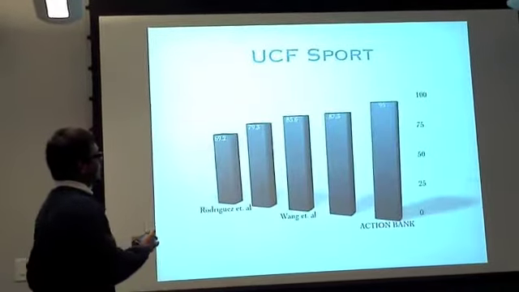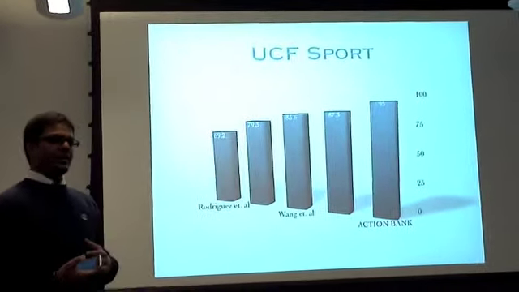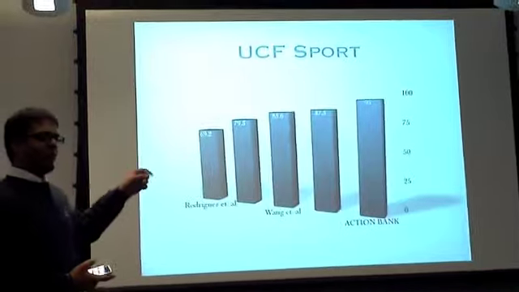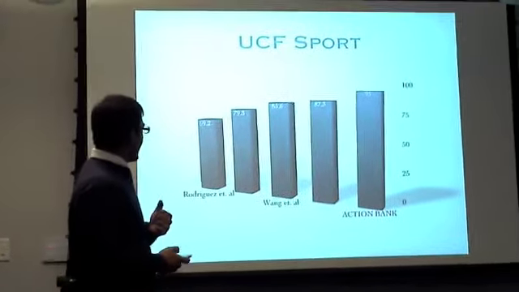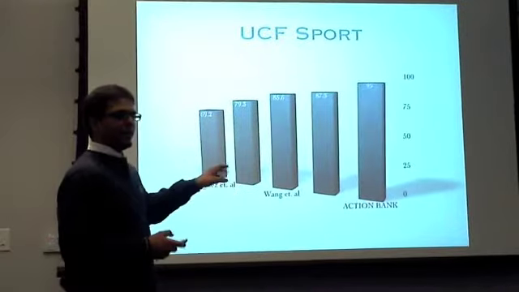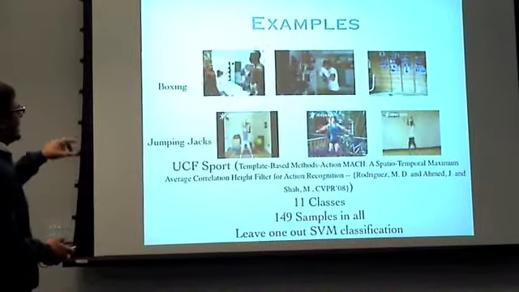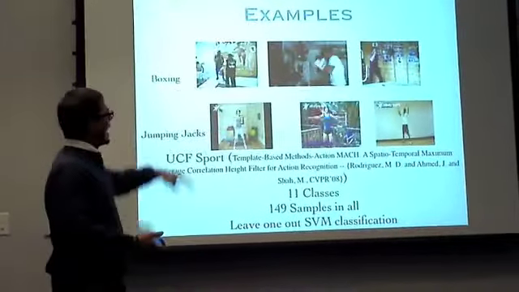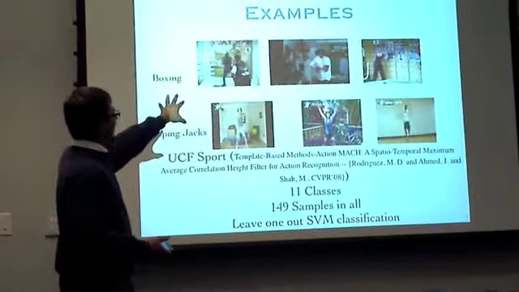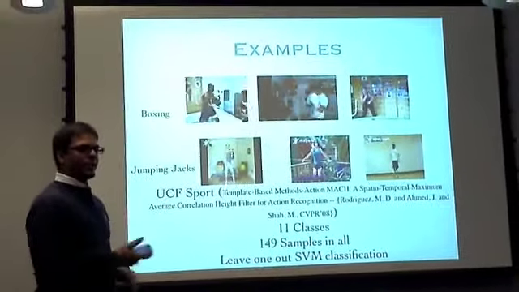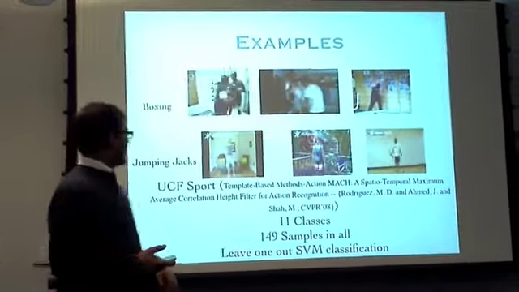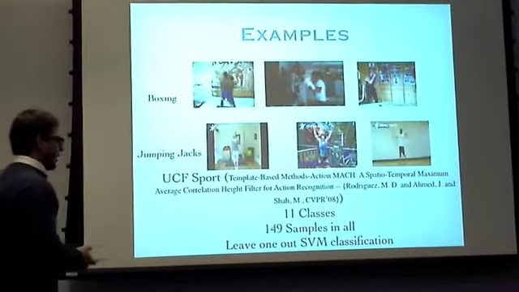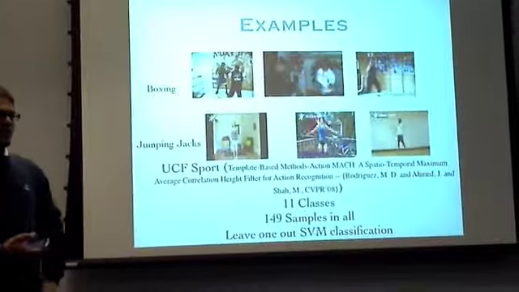We tried to use the same method on a larger data set, well, not exactly a larger data set, but a more realistic data set. So we tried this method on the UCF Sports data set, and again we did better than the state of the art with 95% accuracy. Some of the examples in this data set are boxing and jumping jacks, which are far more realistic, and you can observe that these actions also have camera motion in them. So it's a very realistic activity recognition database. This data set has about 11 classes and 149 samples in all, and we performed a leave-one-out SVM classification on it.